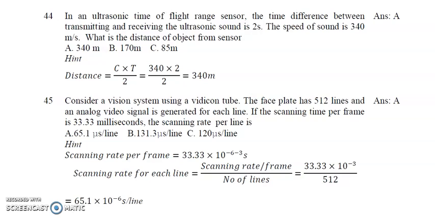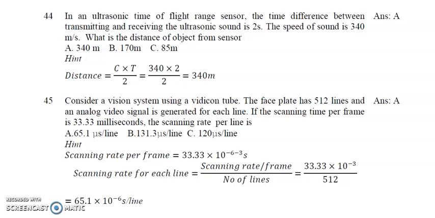Obviously we know the velocity multiplied by the time will give you the distance. Because it goes, hits the object and returns back, it travels the distance two times, so we are dividing it by 2. We send the signal, it travels one distance, and it comes back to the receiver, so it travels another distance. So it travels actually two distances, the same distance. If you take the distance as d, it travels 2d.